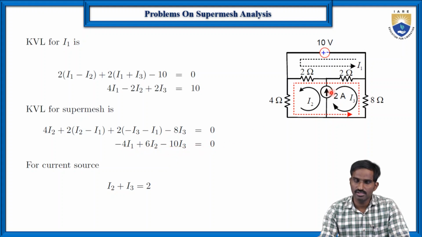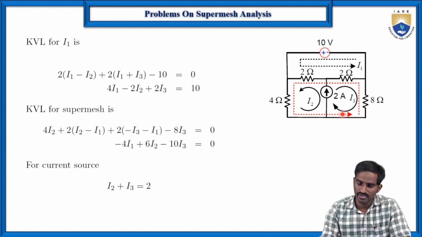Then the third equation is with this current source. The current source is in between I2 and I3. Here the current direction is the same as I3. Sorry, here the loop direction they have considered is in a reverse way. The loop current direction I3 is in this direction, but we have considered the super mesh in this direction. So that's why we have placed minus 8 I3. So don't get confused here.